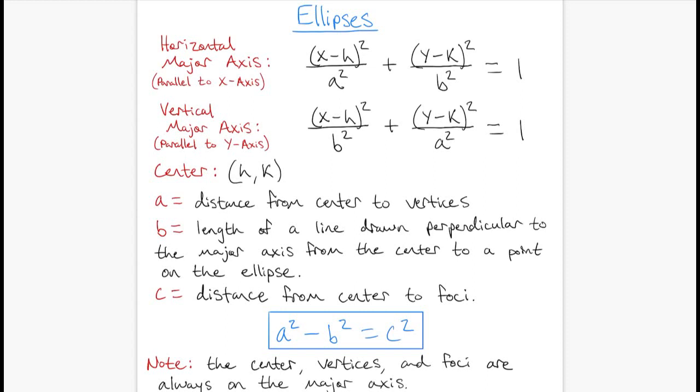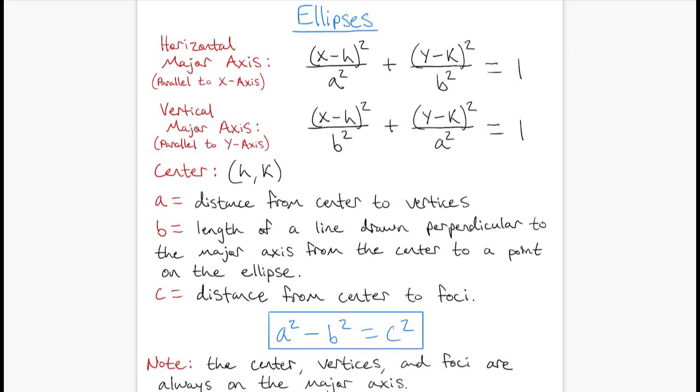So how we can look at an equation of an ellipse and tell whether it has a horizontal or vertical major axis, or at least the way I do it, is I just think, well, I know that a is bigger than b. That means that a squared is bigger than b squared. So whichever term has the larger denominator, the variable in that term is going to be the axis that the major axis is parallel to.